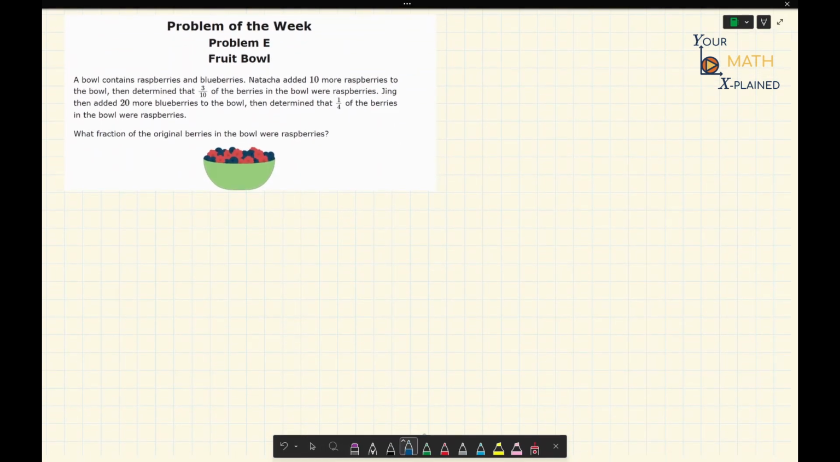In the second problem, we are given fractions to work with, no ratios. So this means we're probably creating some sort of fractional equation with the information that's given. I'm going to let R and B be the original number of raspberries and blueberries, since those are the fruits in question. And we are going to create an equation, or maybe multiple equations, based on these variables.